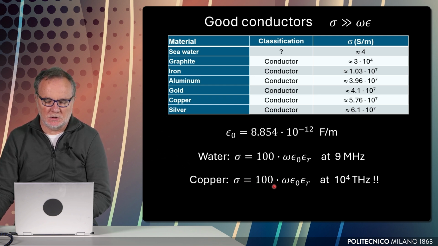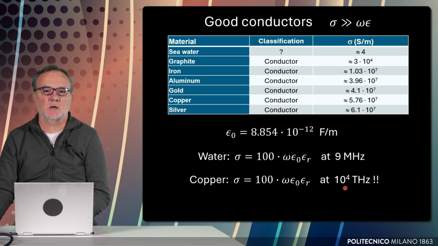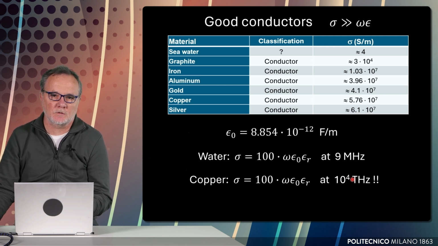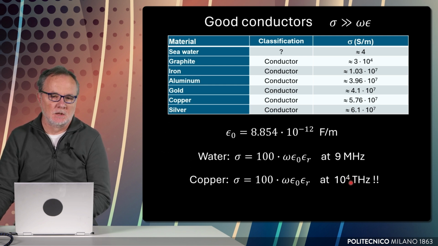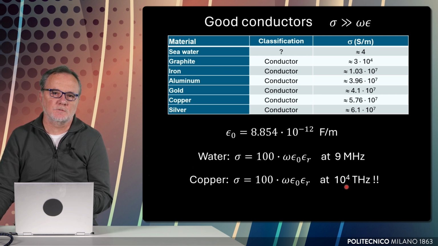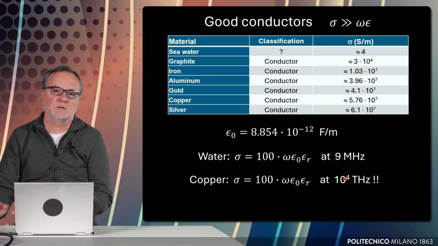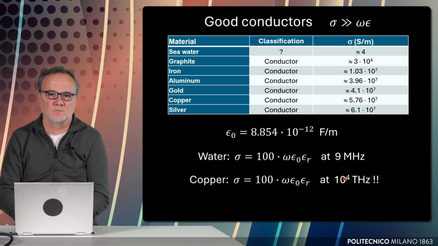The same condition is met at a frequency that is much larger, of the order of 10 to the power of 4 terahertz, an extremely high frequency. And we cannot surely expect that the conductivity of copper has the same value from DC up to such high frequencies. So let's say that anyway, copper is a very good conductor up to the frequencies of interest in the telecommunication world, let's say up to hundreds of gigahertz. This is the typical frequency range in which we usually work.